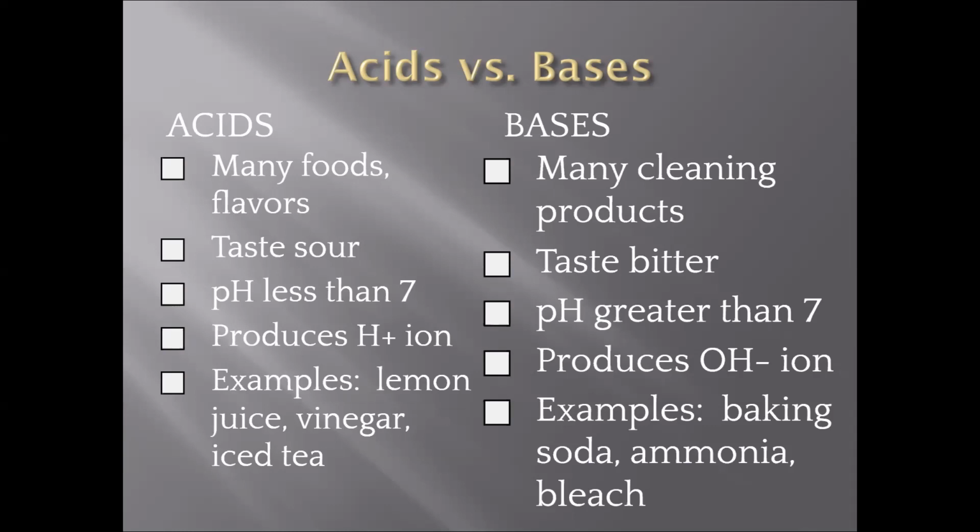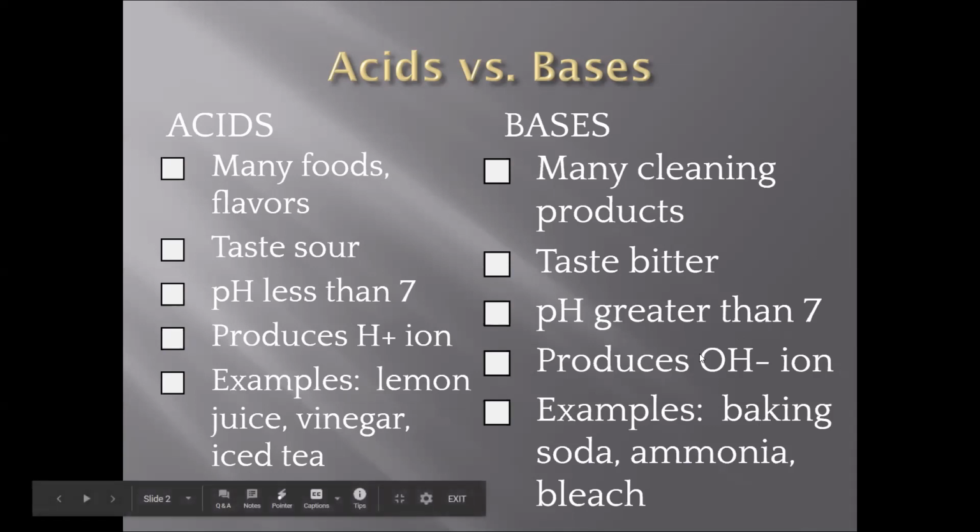Bases, on the other hand, taste bitter. They don't taste sour, they taste bitter. They are used in many cleaning products. They are also in foods as well. Their pH is greater than 7 on that 1 to 14 scale, and they produce a hydroxide ion. That OH ion is a hydroxide ion. Examples of bases that you would have run into are baking soda, ammonia, and bleach.